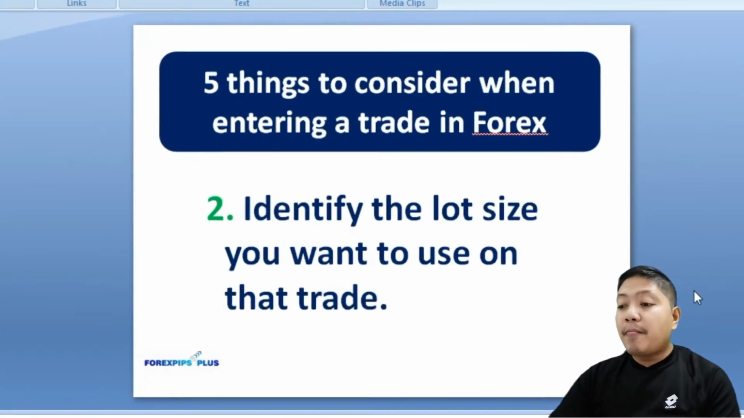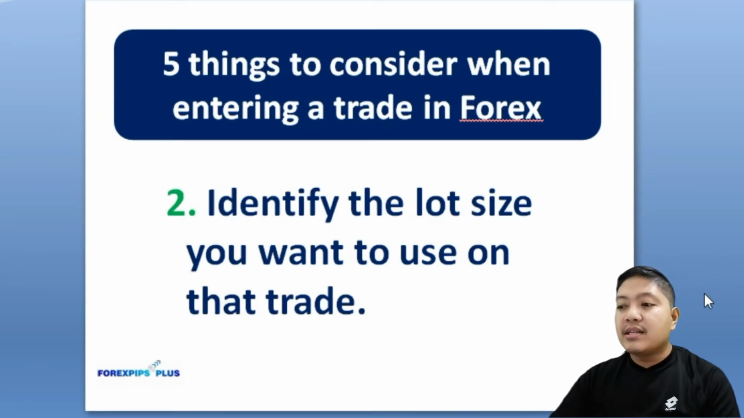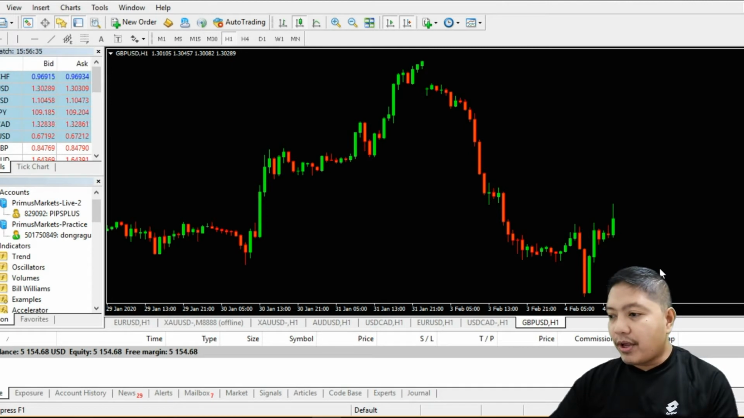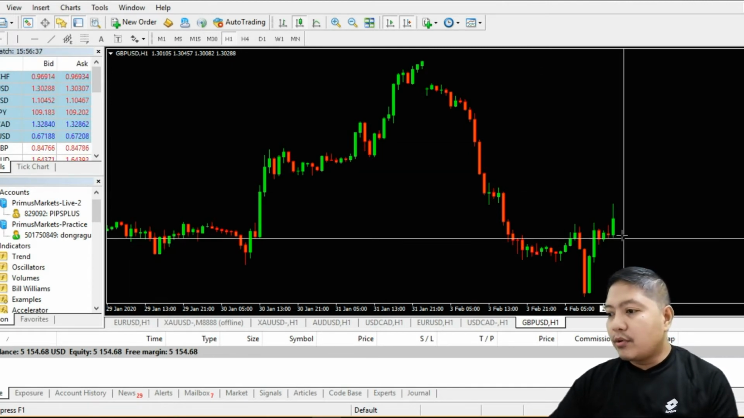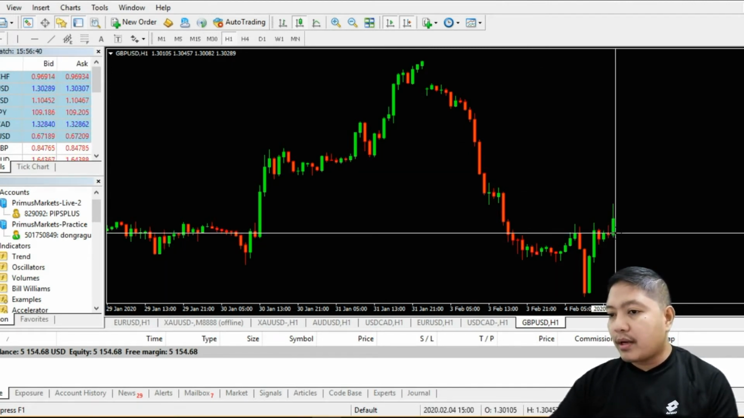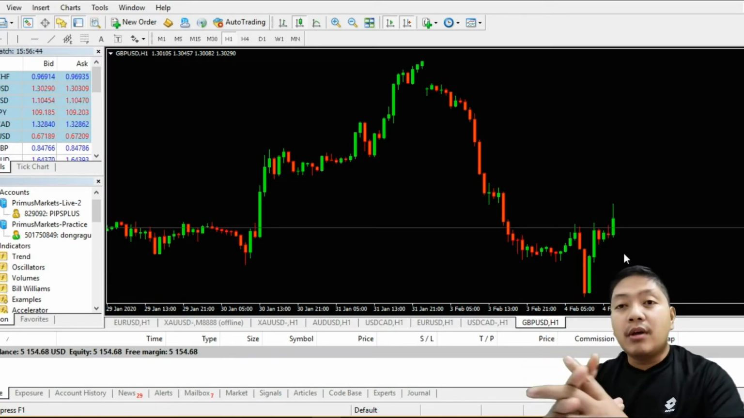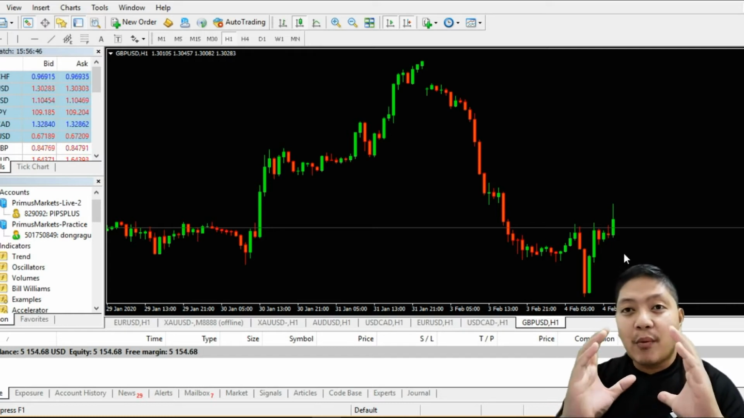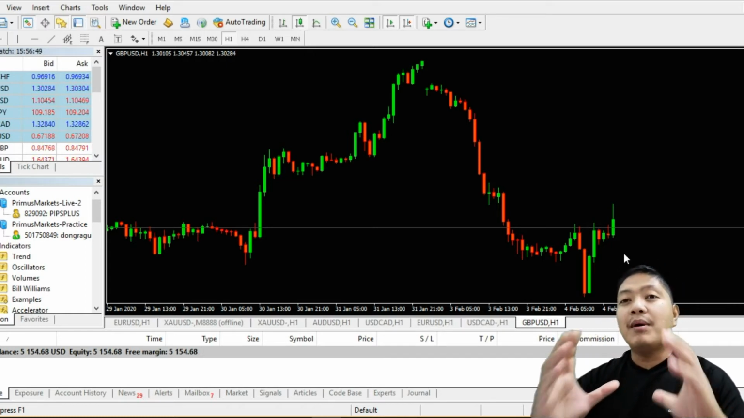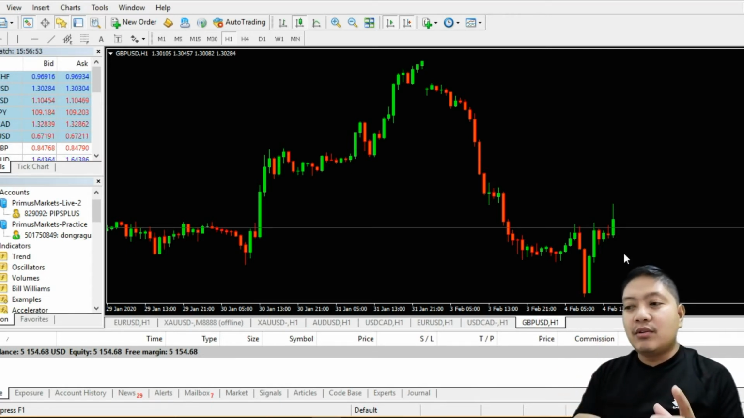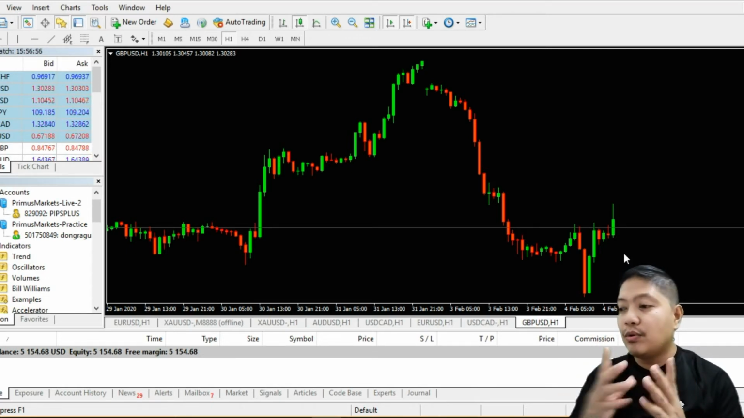The second thing to consider when entering a trade is to identify the lot size you want to use on that trade, right? How you identify the lot size is very simple. You go back to our MT4 here, right? Let's say you want to enter at this particular price over here, right? First you have to determine how much you want to lose instead of how much you want to earn. That is the concept in trading. You need to identify first how much you want to lose on this particular trade.